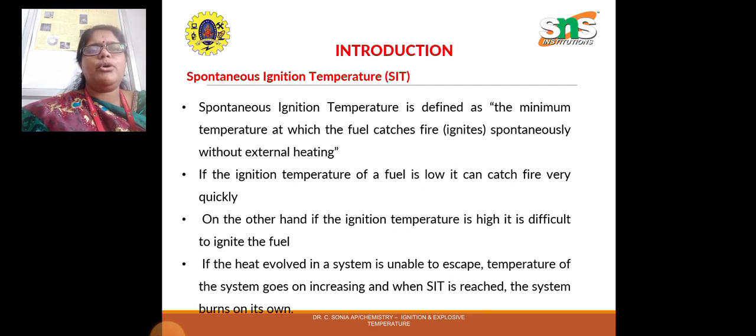Now let's see what spontaneous ignition temperature is. Spontaneous ignition temperature is defined as the minimum temperature at which the fuel catches fire, that is, it ignites spontaneously without external heating. If the ignition temperature of a fuel is low, it can catch fire very quickly. On the other hand, if the ignition temperature is high, it is difficult to ignite a fuel. If the heat evolved in a system is unable to escape, the temperature of the system goes on increasing, and when the spontaneous ignition temperature is reached, the system burns on its own.